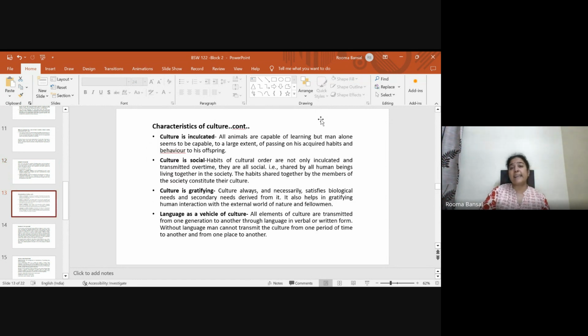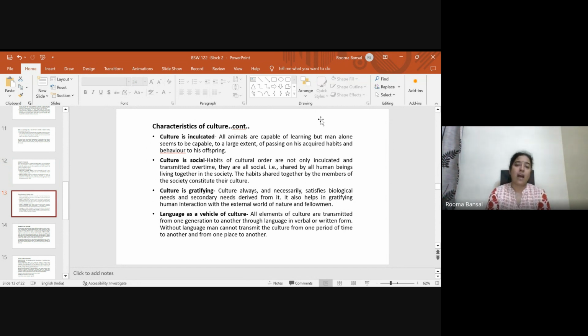Next, culture is inculcated. Here, experience means you are learning on your own. That is your experience. Inculcated means someone is teaching you. All animals are capable of learning, but man alone seems to be capable to a large extent of passing on his acquired habits and behavior to his offspring. Here, offspring means his next generation. It means only man, a human being, has the capability of transmitting his culture to the next generation. You are teaching your next generation what your culture is.